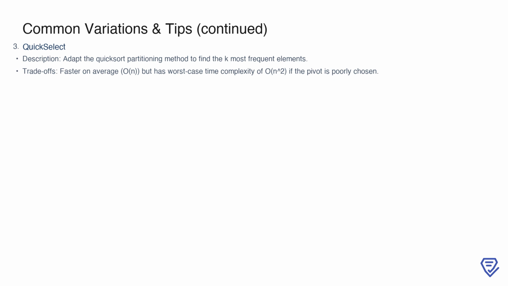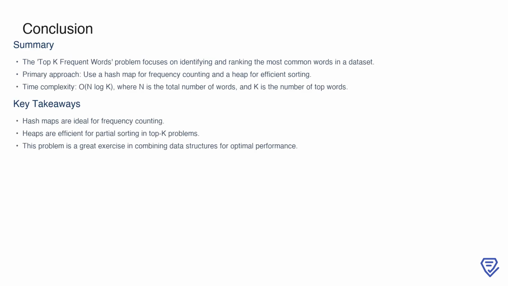Overall, quick select can be a powerful tool, but it requires a solid understanding of partitioning logic and careful implementation to avoid pitfalls. Great job! In summary, we tackled the top K frequent words problem using hash maps and heaps for an efficient solution. We also discussed time and space complexities and key takeaways for solving similar problems.